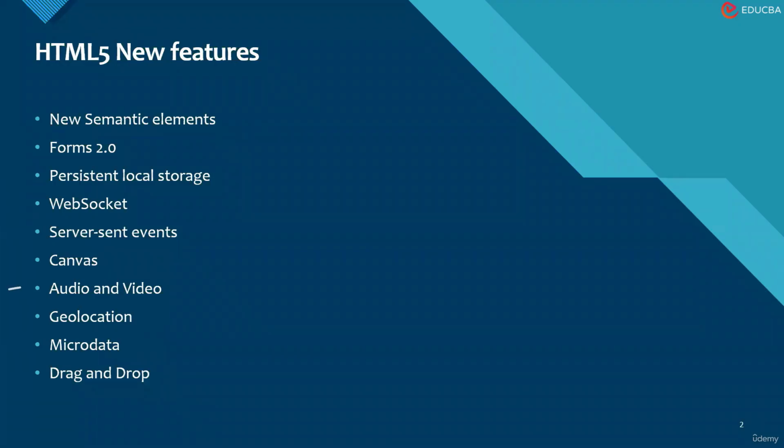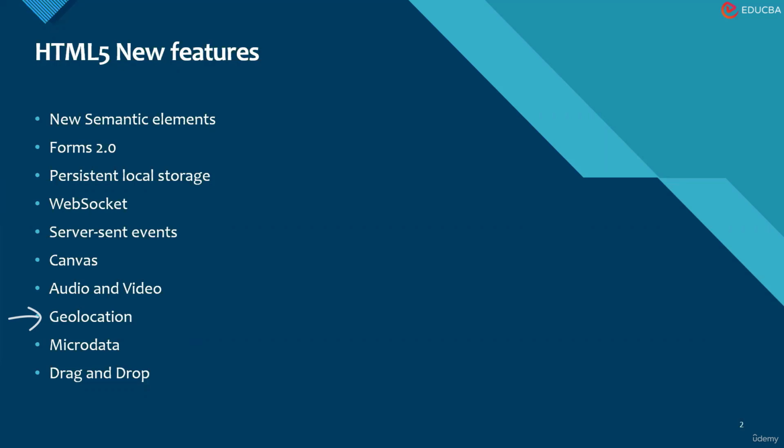And then we have the audio video, we have geolocation, we have microdata. So audio video is included in the HTML features. So now we don't need to use Flash at all. So HTML5 includes the native audio video support without the need of the Flash. So the HTML5 audio and video tags make it quite simple to add media to the website.